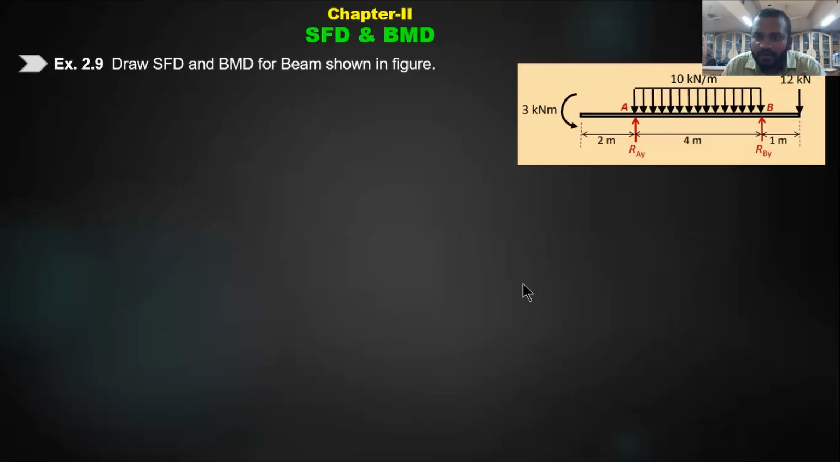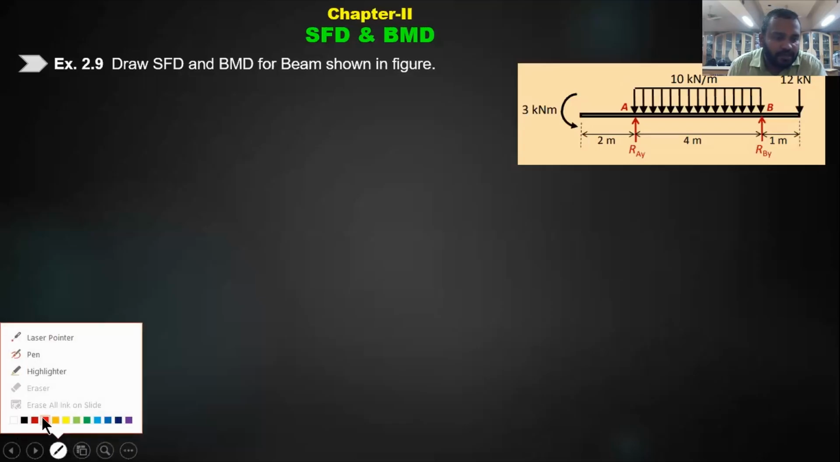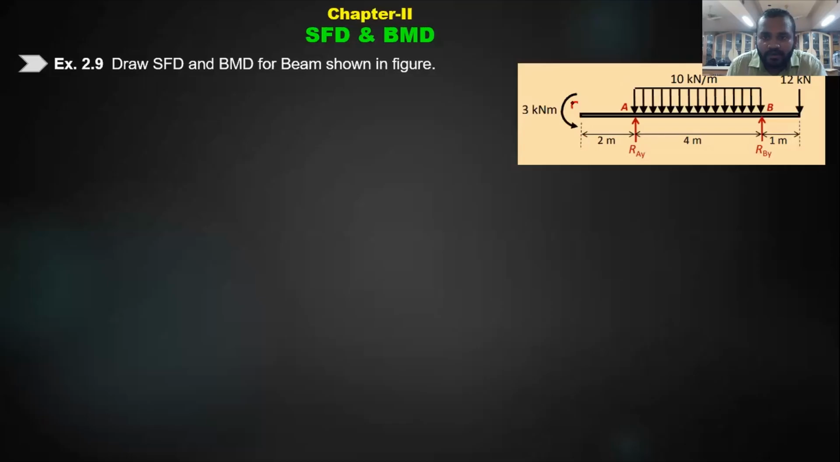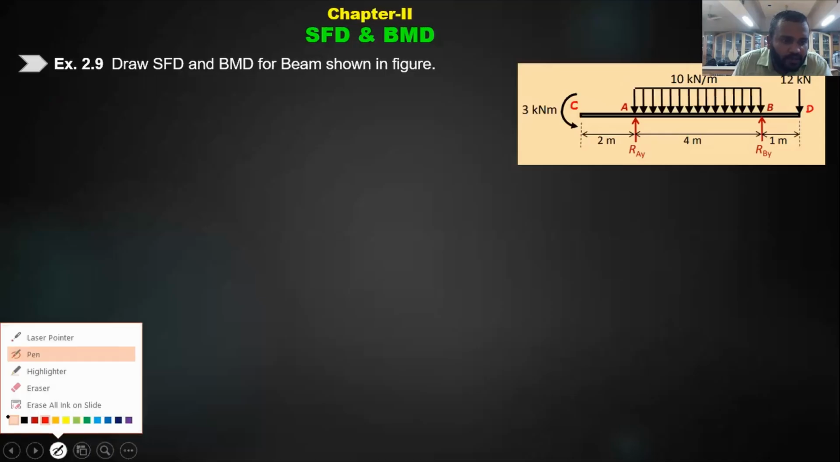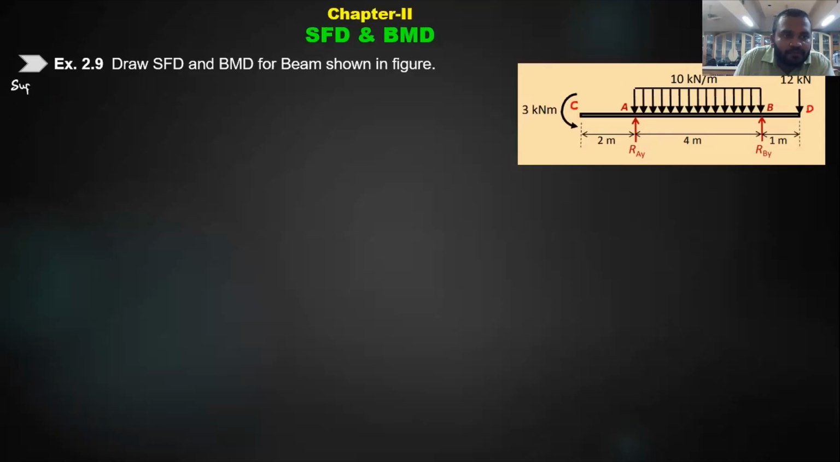So let us now solve this. Can you give me the values of your support reactions? We have a couple given at point, let's say I'll name these points. A, B, so already we have. Let's say one endpoint is C and the other endpoint is D. So this is my point C, and this is my point D. Okay, so how will you find out support reactions? Can you give me the values, or let's solve it together? Let's solve it together.